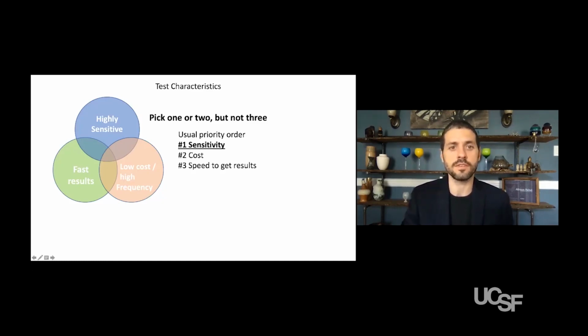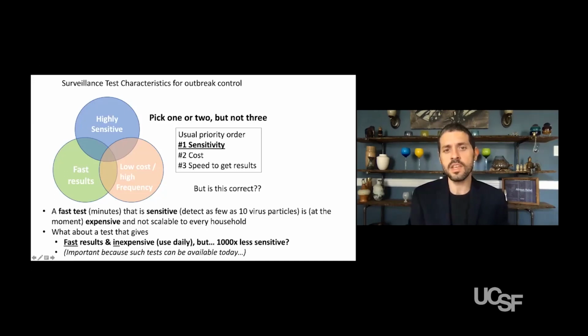In a lot of regards, a fast test that might give results in minutes and that is very, very sensitive is likely going to be expensive. And we're seeing this with tests like the Abbott ID Now and the Quidel and BD Veritor. These are tests that are going to work well. They're going to pass FDA EUA approvals. They're going to be true diagnostic tests, but they're also going to be limited.